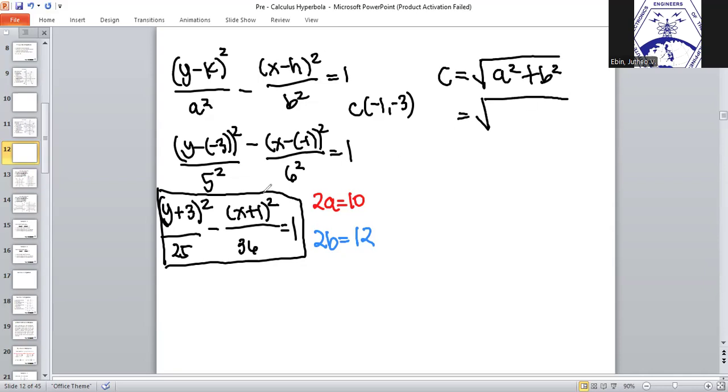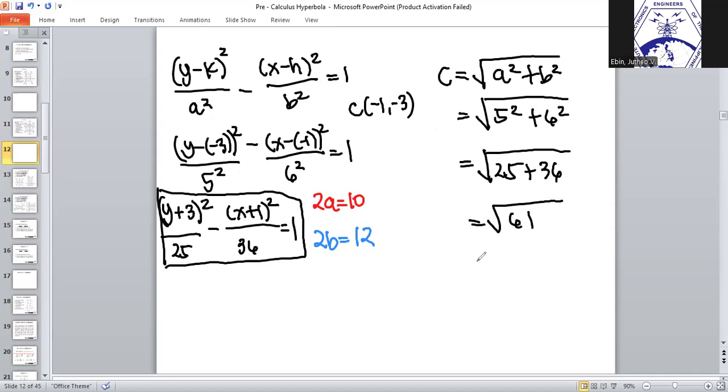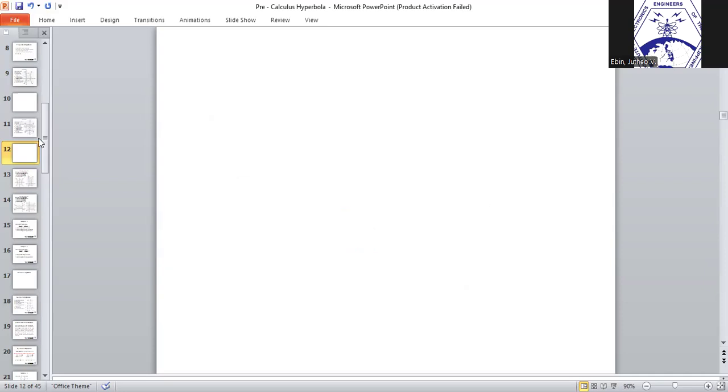Ang A natin is ito, 5. 5 squared plus B natin ay 6. So 6 squared. Square root of 25 plus 36. Square root of 61. So square root of 61 is equal to 7.81. Ito yung C natin. Again, yung C natin is the distance between the center and the focus. So, locate na natin yung ating foci.